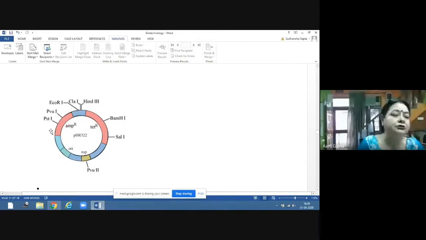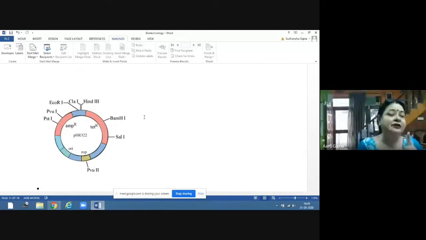Now you can see 8 restriction enzyme sites are there, but we want only 1 recognition site in a vector, because if there are more recognition sites, the plasmid can be broken down into many fragments, and then our purpose will be lost. So the requirement which is very, very essential is that there should be only 1 recognition site. So we can use only 1 for inserting the gene of interest.